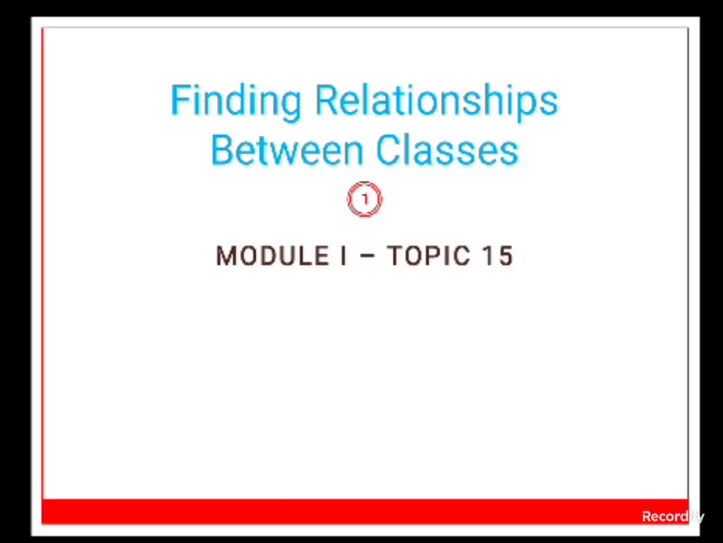Good morning everyone. Today we are going to learn about finding relationships between classes in UML. Relationships help us understand how different classes and objects communicate with each other. They are essential for creating accurate object-oriented models.